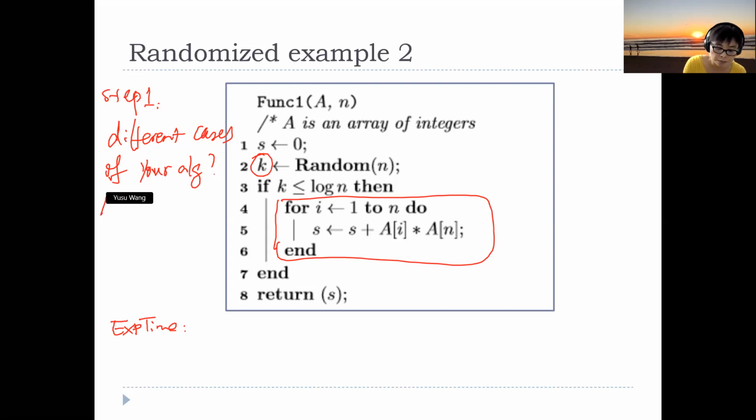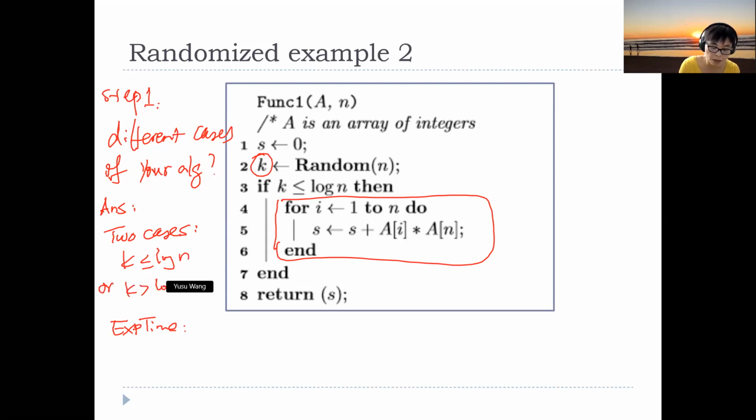So we figure out we have 2 cases: k smaller than or equal to log n, or k bigger than log n. That's what we figure out for step 1. Okay, step 2. What's the probability of each case?